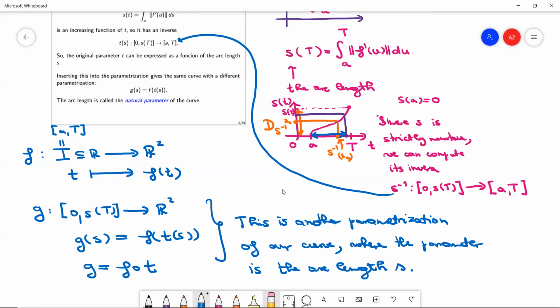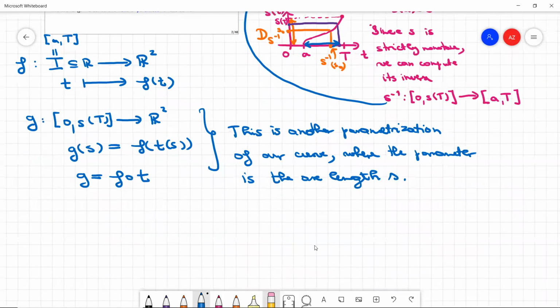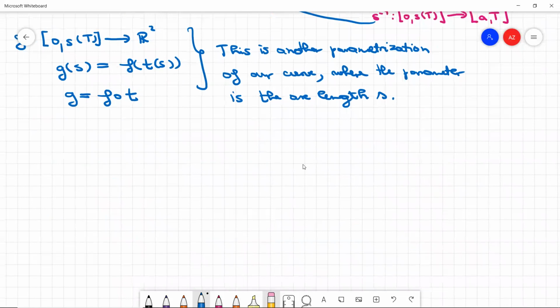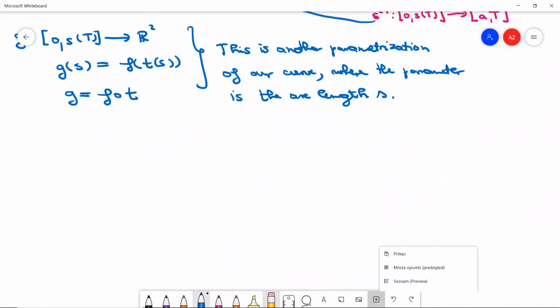Okay, if not, then let's proceed. So why is this arc length parameterization important? It will be clear on the next slide.